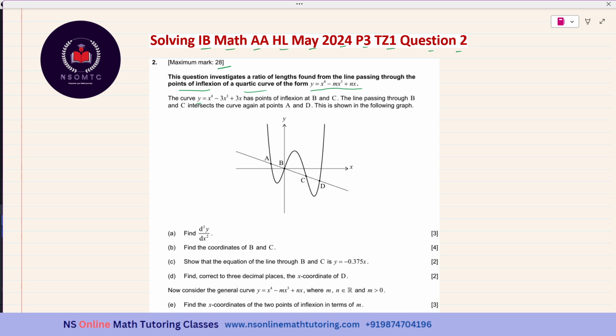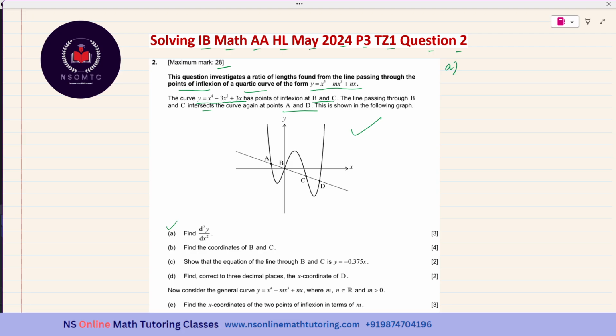The curve y equals x to the power of 4 minus 3x cubed plus 3x has points of inflection at B and C. The line passing through B and C intersects the curve again at points E and D. This is shown in the following graph. So part A's question is: find d2y by dx squared, the second derivative of y with respect to x.